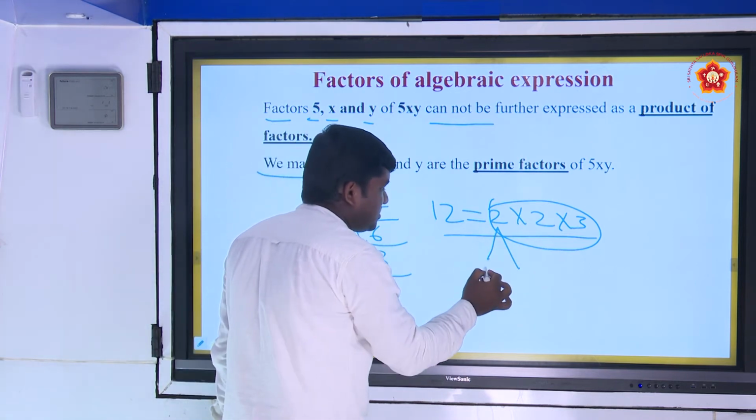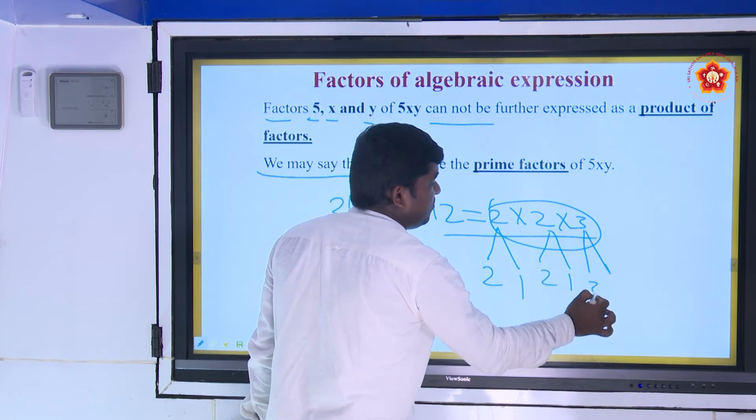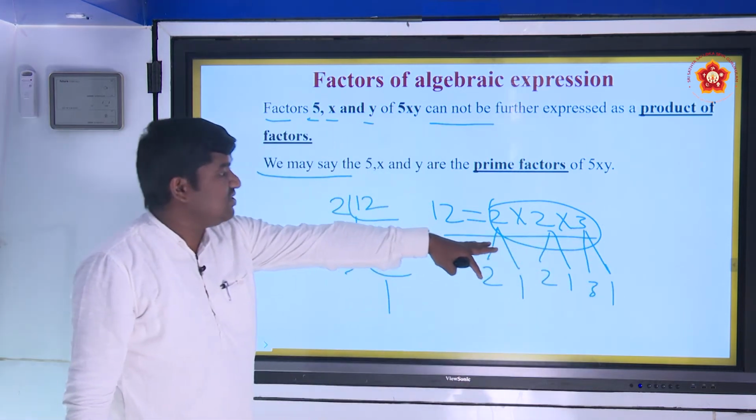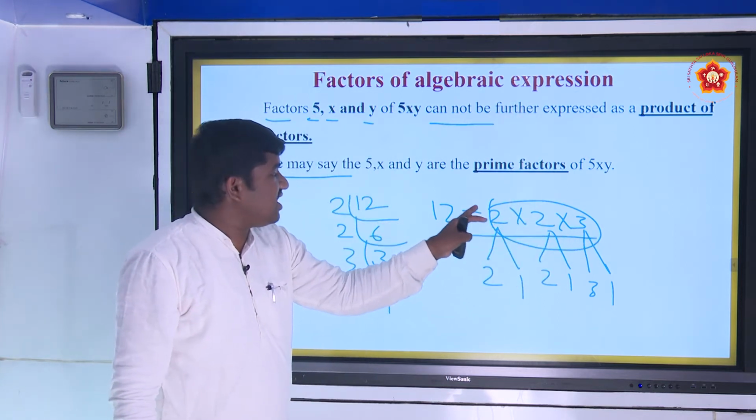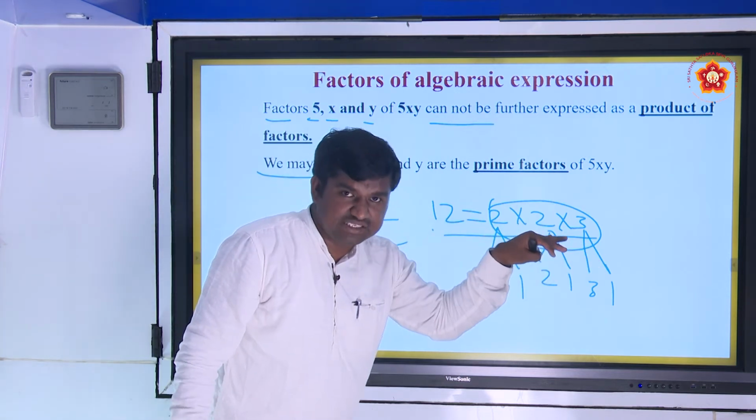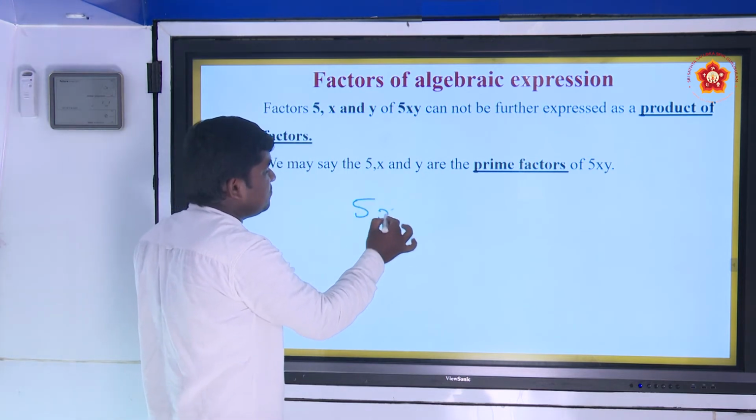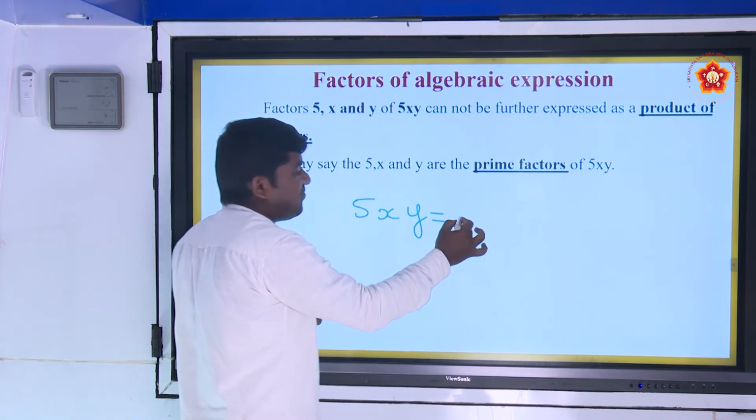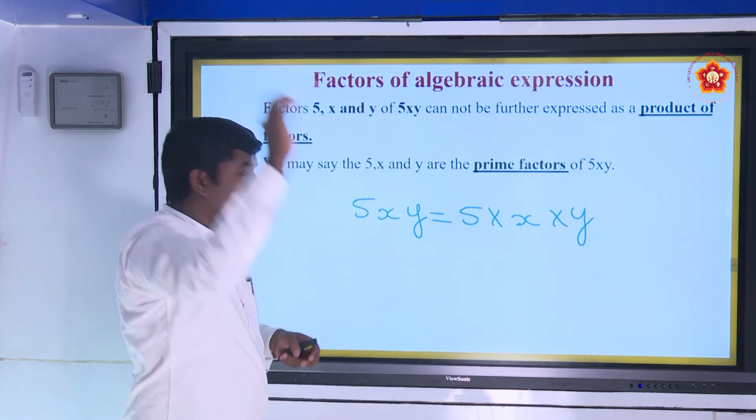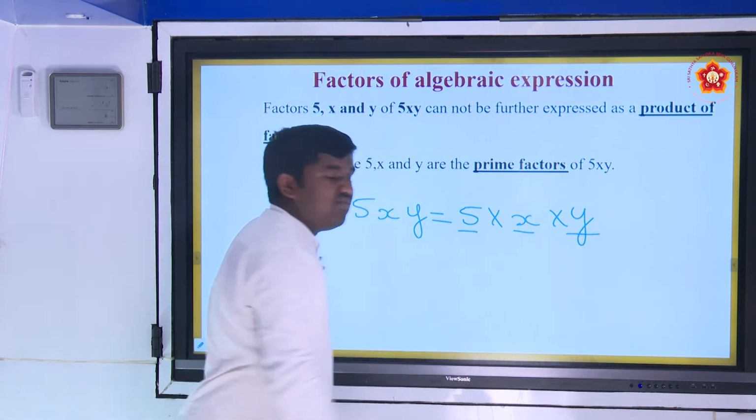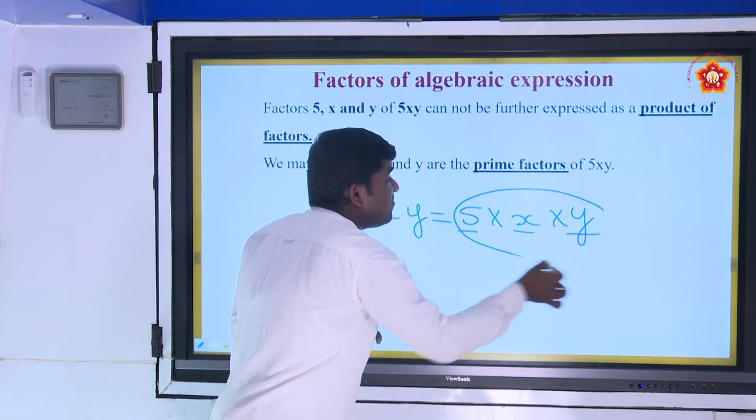Okay, we can express 2 only as 2 into 1, and 3 as 3 into 1, meaning each has only 2 factors. These are all prime numbers. Here we write 12 as a product of prime factors. Also, the factors of 5xy are 5 into x into y only, meaning we can't express these factors further as a product of factors. So these are called prime factors.